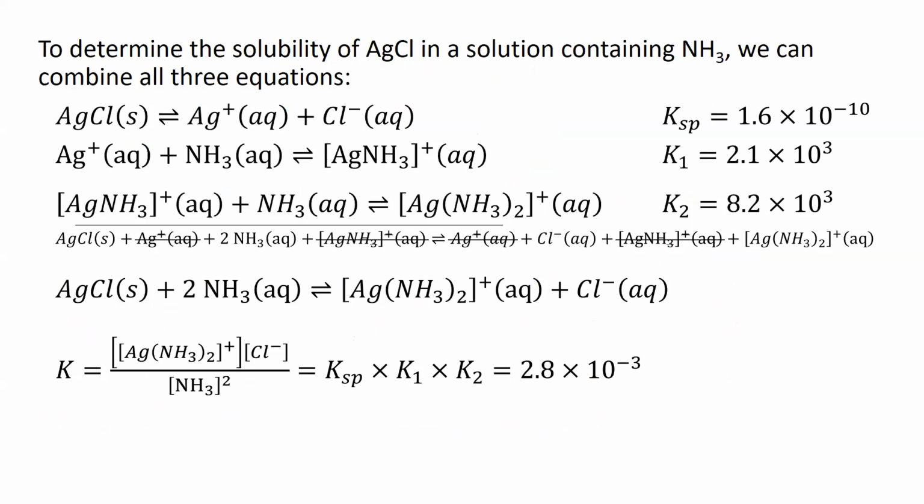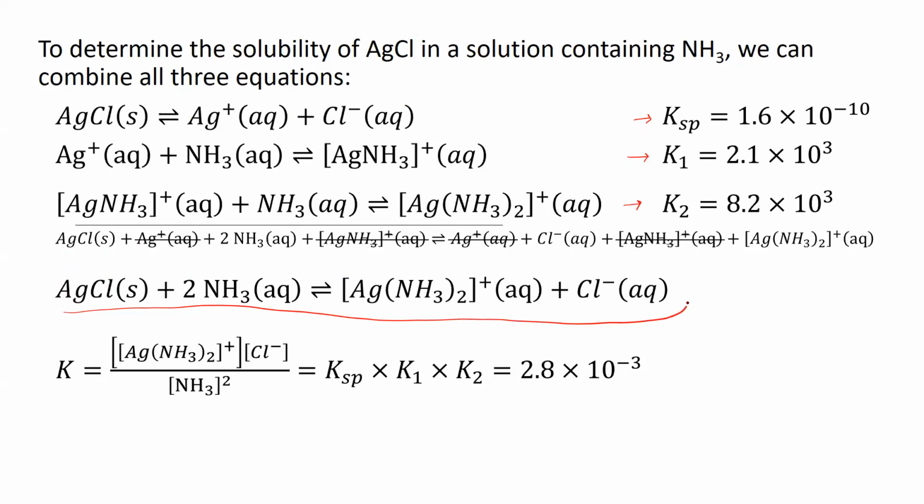To determine the solubility of silver chloride in a solution that already has ammonia in it, we can look at all three of those equations at play: the solubility of the silver chloride, the first formation constant, and the second formation constant. Remembering that generally the concentrations of the ligand are very high, which pulls those second two equilibria very far to the right, we can add these together. We add products to the product side and reactants to the reactant side, like we always do when we combine equations, and you wind up with an overall equation that looks like this.